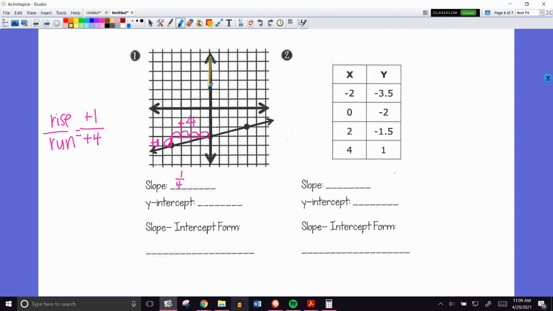So next for my y-intercept, I'm going to see where it crosses that y-axis. And I can see that it's crossing at 0, -1, -2, -3. So my y-intercept will be this -3. And that's going to help me with my equation because we said that's going to be y equals 1/4 x minus 3.